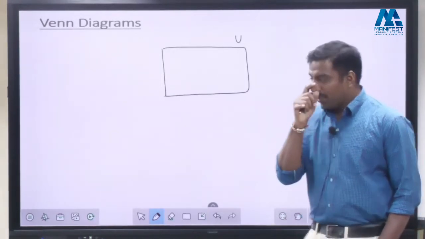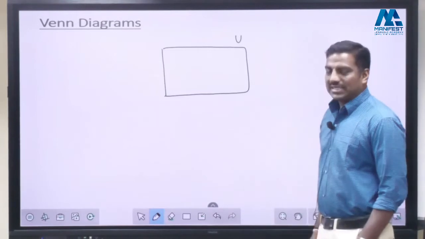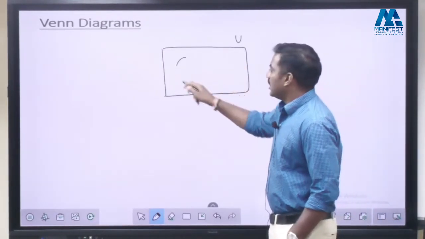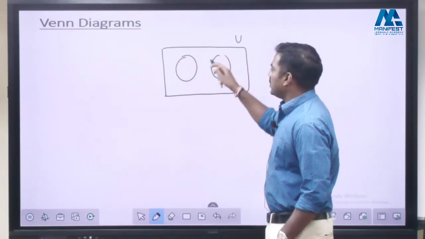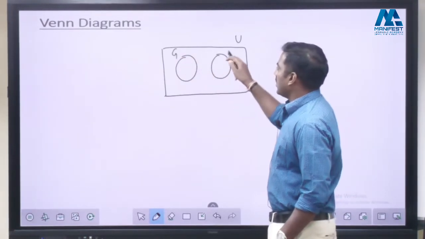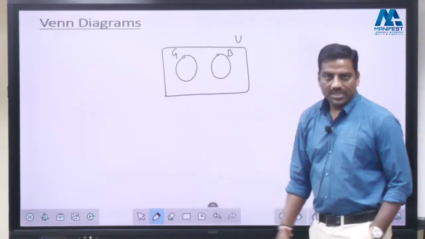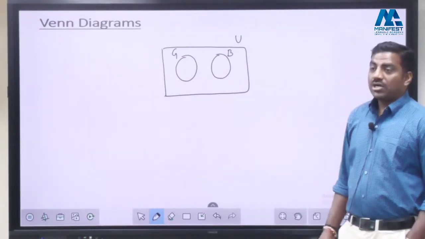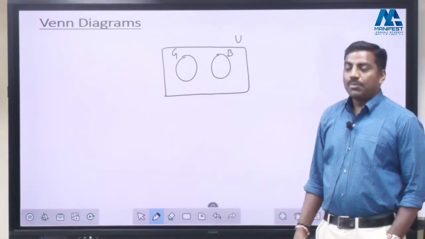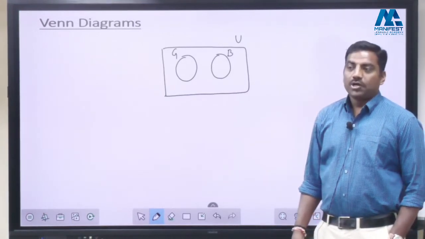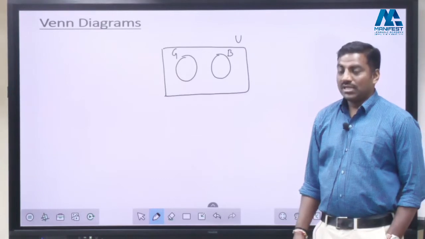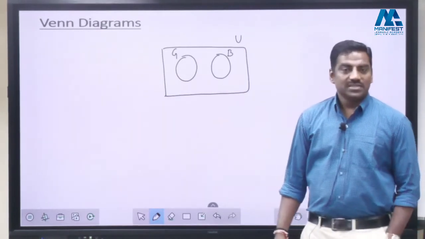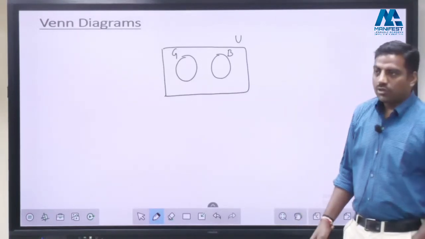For example, if you take this as the strength of the class, here we have certain girls and certain boys. Girls here and boys here. We write them separately because we cannot have a situation where a particular girl is a boy or a particular boy is a girl. These are mutually exclusive sets. Girls and boys, mutually exclusive sets.